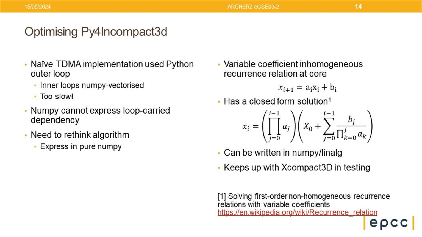Which looks like this, and basically this is a series of matrix and vector operations, which is the kind of working data types for the NumPy linear algebra module. And by writing it like this, Python Xcompact3D was then able to keep pace with the Xcompact3D rate of data generation.